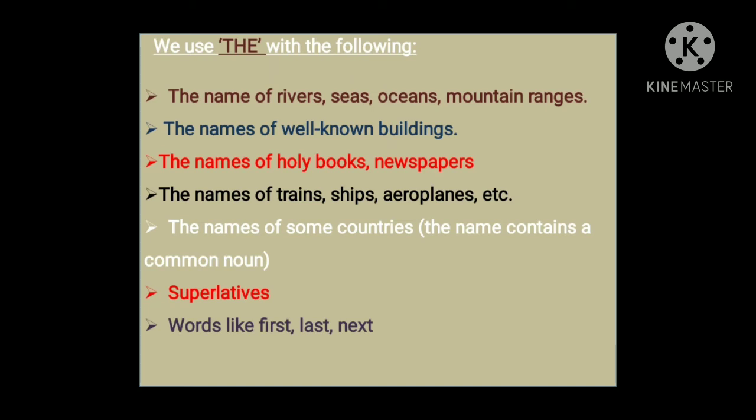Superlatives. You have studied degrees of comparison and adjectives. There we used to write the as the magic word. So when we are specifying a particular thing or person or place and we are writing the superlative form of an adjective, we always write the, as in the smartest student. Also words like first, last, next: the first, the last, and the next. So these are some of the rules. They are also there in your book. You can go through them. You have to remember where we use the.